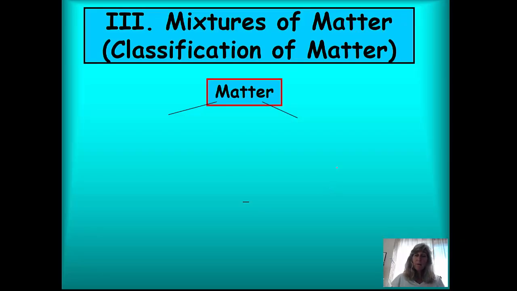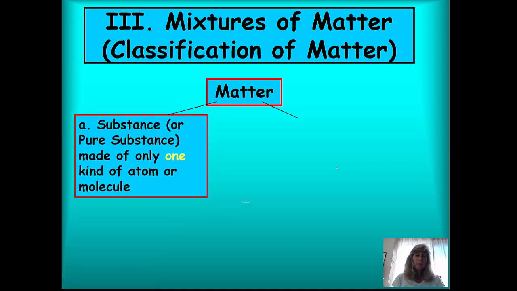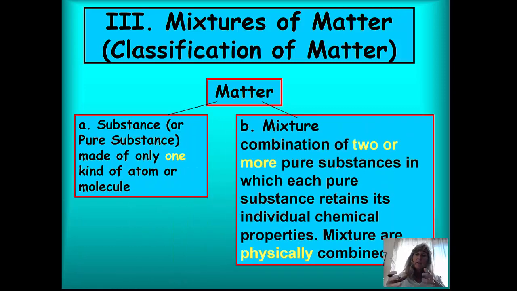And within the matter, we can break down the fact that they all have water in them into water itself, which is a pure substance, or is it a mixture in the case of that soup, a combination of two or more pure substances. If you read the definition, two or more pure substances that retain their own individual properties, and they're physically combined. So you guys should be writing this down on your notes, right?